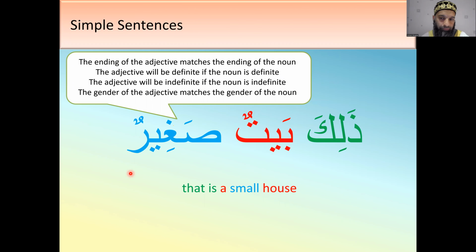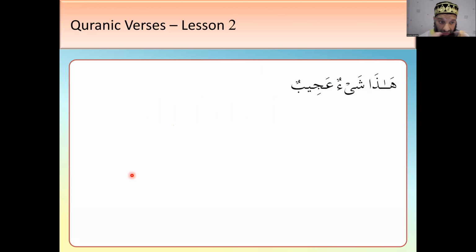Inshallah. Okay, that's all the theory done for today. We learned that the al makes it into the, and we learned that the double ending becomes single. We also learned that the ending doesn't change the meaning of the word.